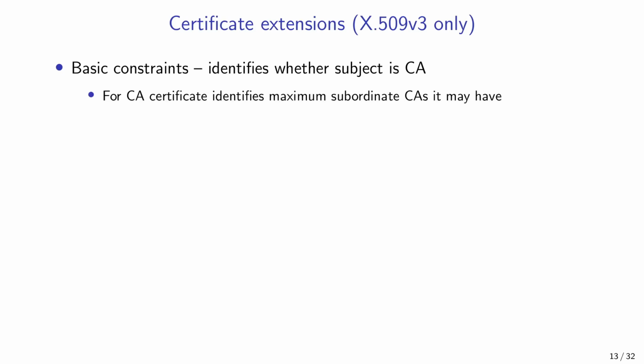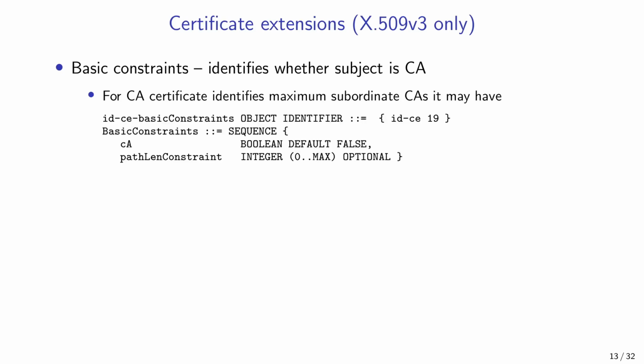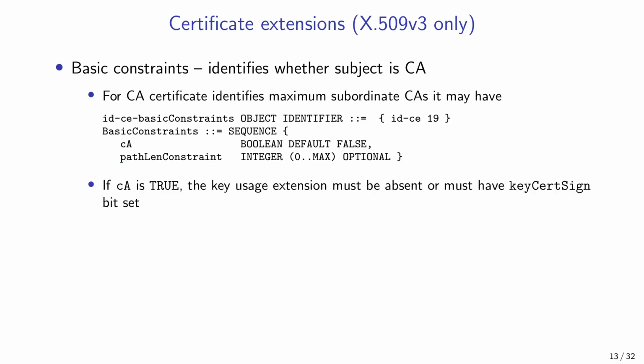Some other extensions. The basic constraints extension identifies whether the subject certificate is a CA, that is, whether it may issue certificates. For a CA certificate, it defines the maximum subordinate CAs it may have. This is how the ASN.1 structure looks. CA, Boolean, true or false, and an optional path length constraint specifying how many subordinate CAs can be in the path below this CA certificate.